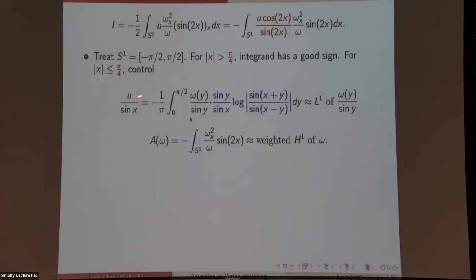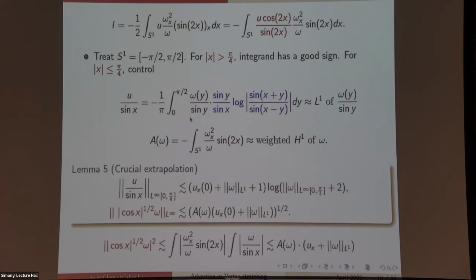Using the formula of the velocity, we can write it in this way. So just use the formula of the Hilbert transform. But the specialty is that this is roughly the L1 quantity of the vorticity, up to some log singularity. This is a very weak singularity. Therefore, away from the log singularity, we can put this integral into L1. Near the log singularity, we can put it into L infinity. So this is a Yudovich-type extrapolation argument. We can control u divided by sine x using this estimate. So this is an extrapolation estimate, and it is crucial for this problem.